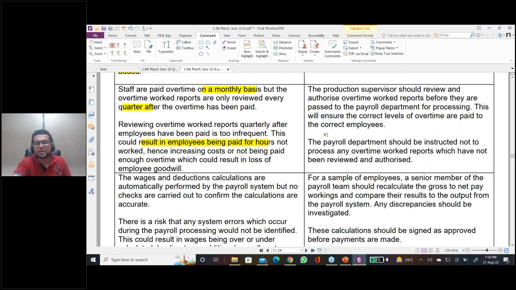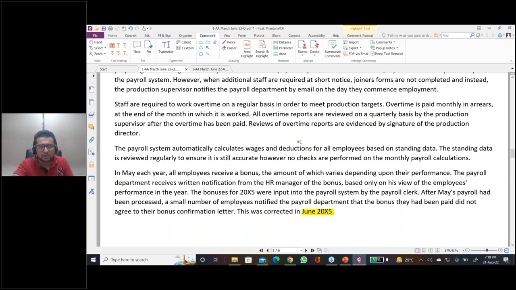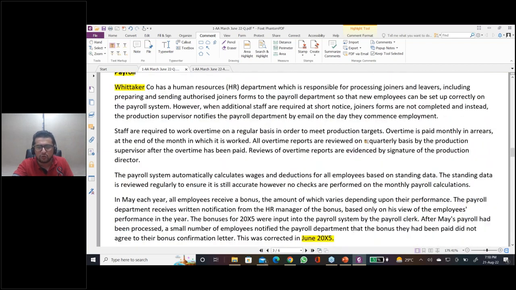What should be the recommendation? The production supervisor should review and authorize the overtime work reports before they are processed to the payroll department. They should make sure that all the reports are reviewed and authorized before the payment is made, so that the correct amount is paid to the employees. Okay, so we have identified two deficiencies so far. Joiner forms are not completed and reviewed on a quarterly basis.